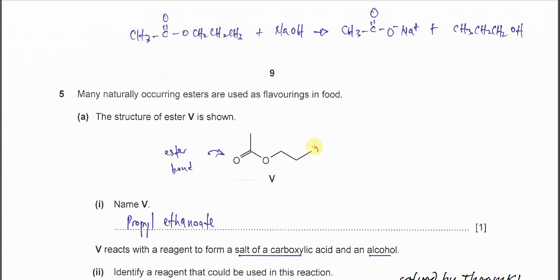So here we know that is propyl, CH3, CH2, CH2. Propyl bonded to this oxygen. So the name is propyl. Here got 2 carbon, 1, 2 carbon. So propyl ethanoate. Okay, this is easy.